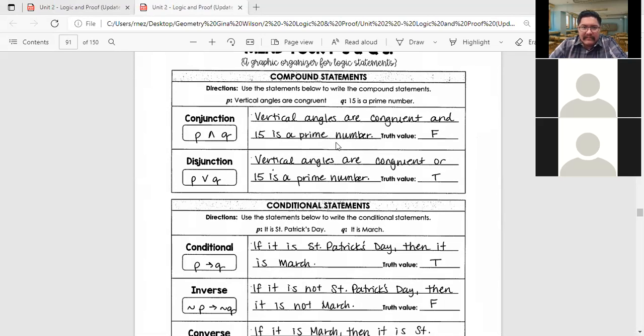So compound statements, those are the ones that we were covering yesterday. And those are the ones that basically say that the word "and" or "or" makes a difference. You know, that it'll change everything depending on how you say it.